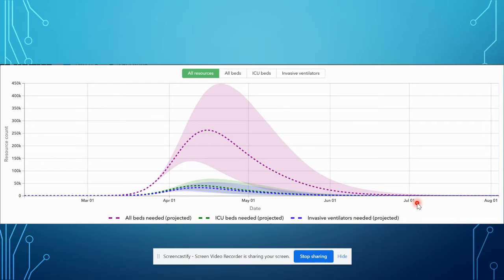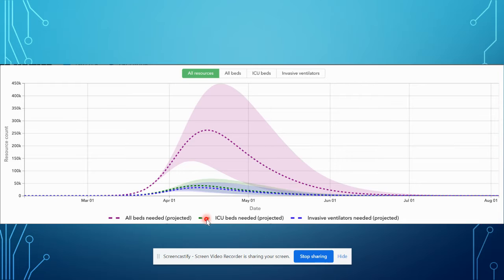All right, so here we have all beds needed. So that is all hospital beds needed. Now, March 1st, it's going to be 0 hospital beds needed for COVID. On April 1st, it's going to be something like 100,000 hospital beds needed for COVID. And you guys can read through what the rest of that is.